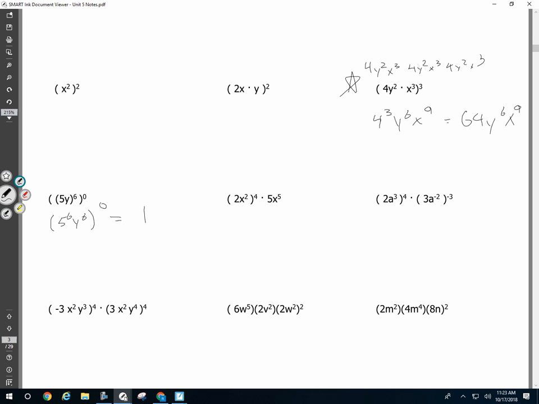Okay, try this one out. Everybody get an answer to this. Check your answer with your neighbor. Wouldn't it be 5y? No, because it's 5 to the 6th to the 0, which is 1, and then y to the 6th to the 0, which is 1. Anything to the 0 power is 1. So that one's tricky.